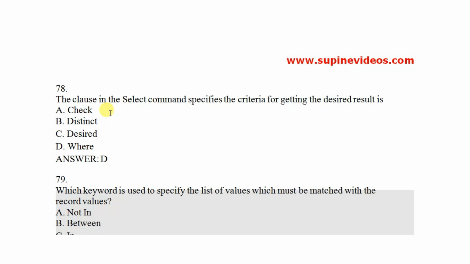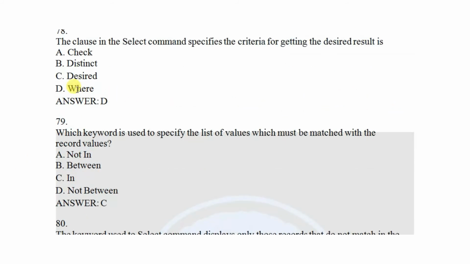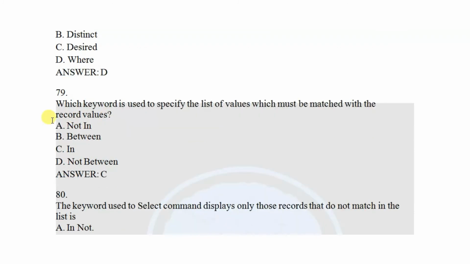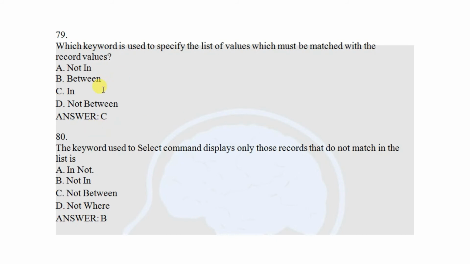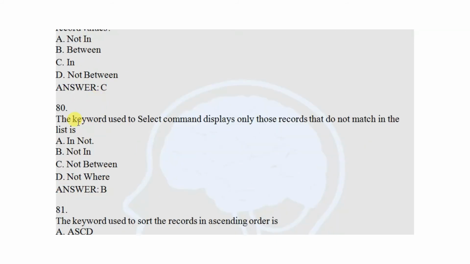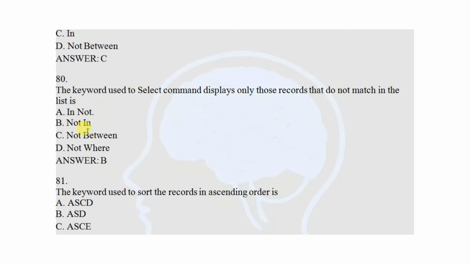Question number 78. The clause in the select command specifies the criteria for getting the desired result is? Your answer is option D, where. Question number 79. Which keyword is used to specify the list of values which must be matched with the record values? Your answer is option C, in. Question number 80. The keyword used to select command displays only those records that do not match in the list is? Your answer is option B, not in.